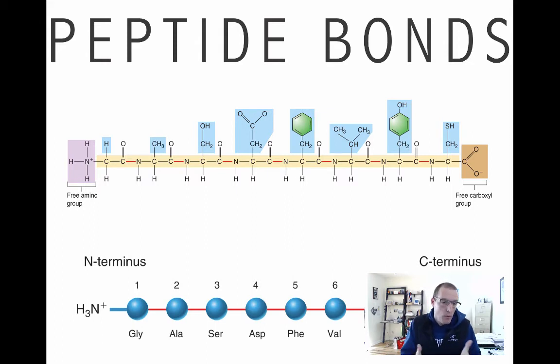And so what we're seeing here is a short chain of amino acids, and the peptide bonds are shown in red.